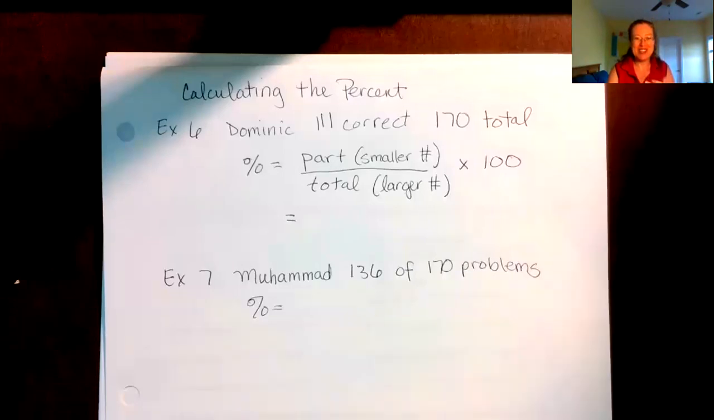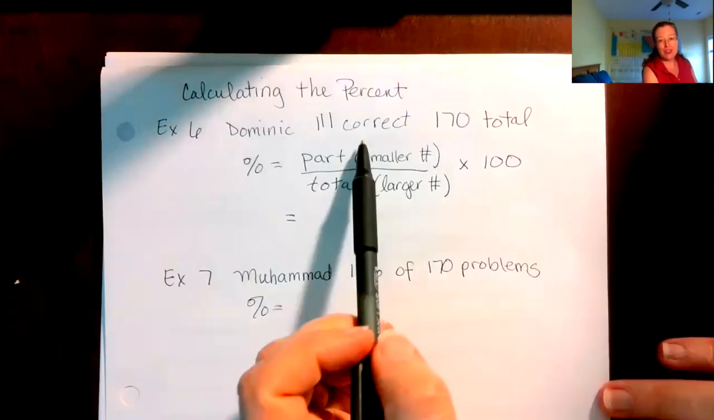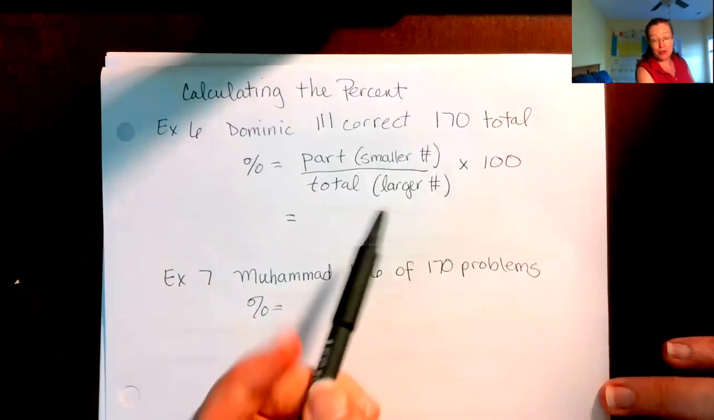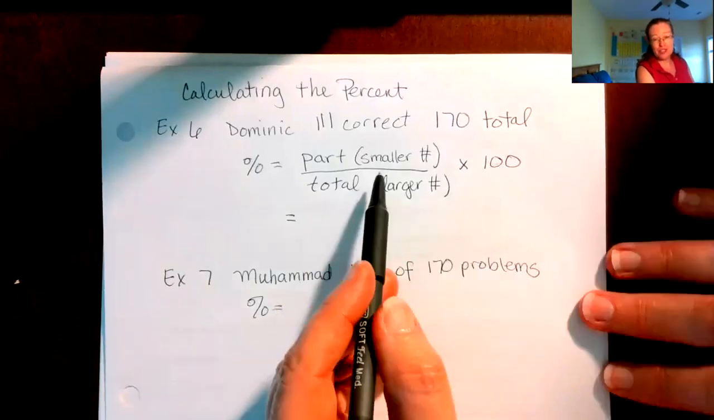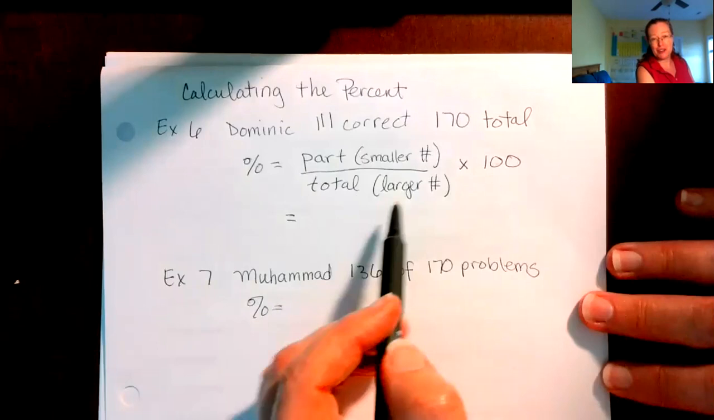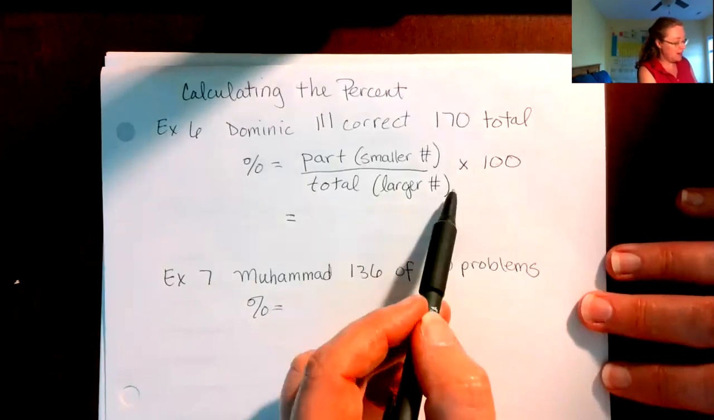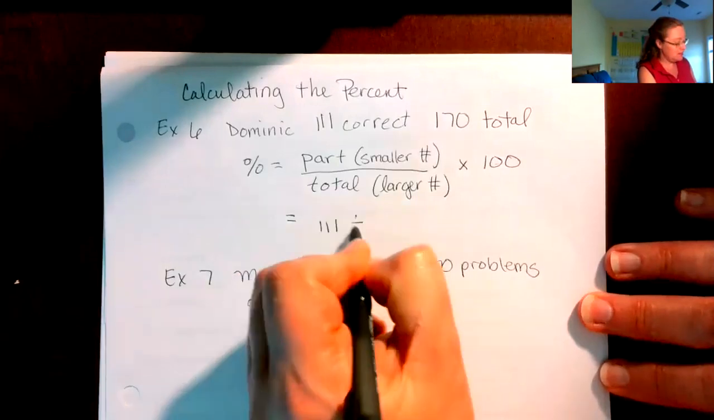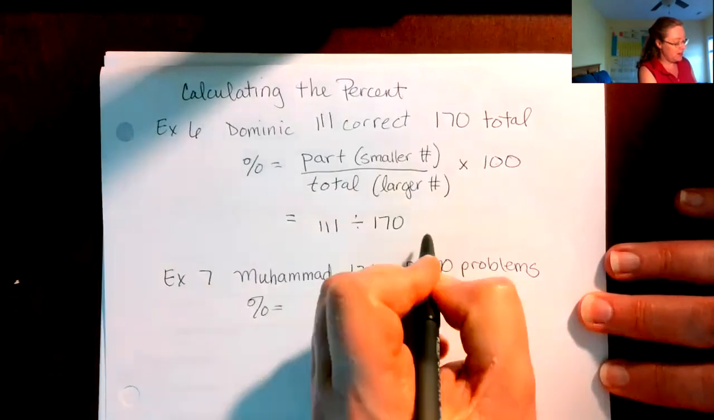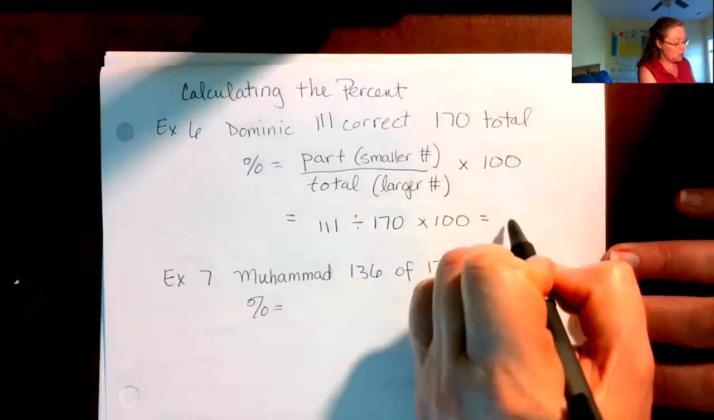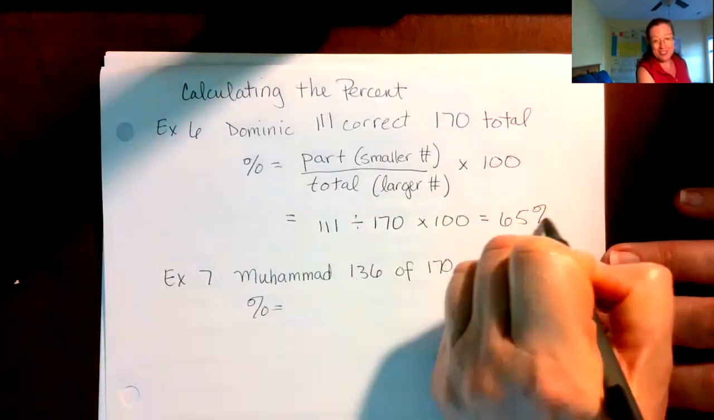Let's take a look at example 6. Dominic had 111 correct out of 170 total problems. The formula: percent equals the part, which is the smaller number, divided by the total, the larger number, times 100. So we're going to do 111 divided by 170 times 100. And that ends up being 65%. So yes, Dominic, go for it.